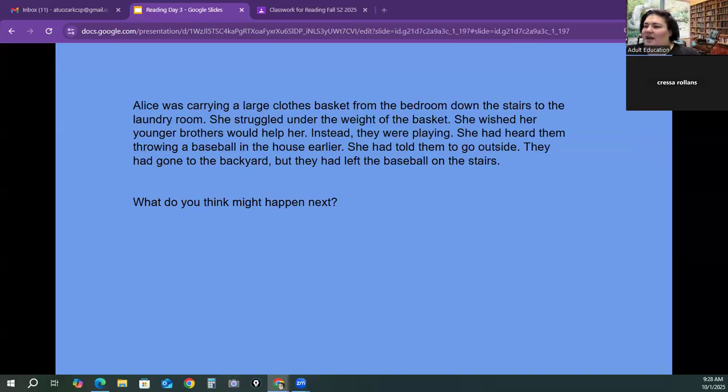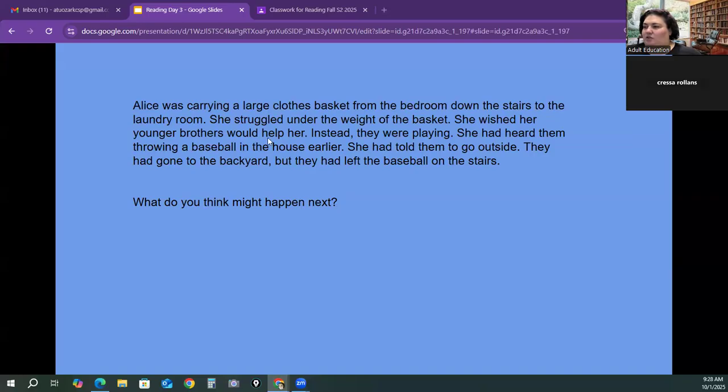What do I think is going to happen next? I think that she's going to trip and fall down the stairs on that baseball. Why do I think this? Well, this text says that she was carrying a basket of clothes and she was struggling under the weight of it, so she's already off balance.